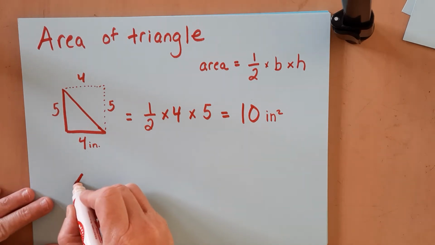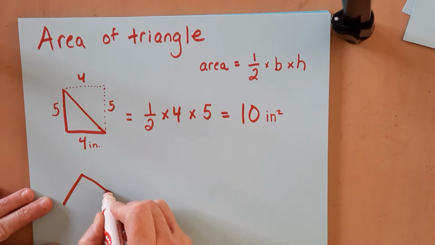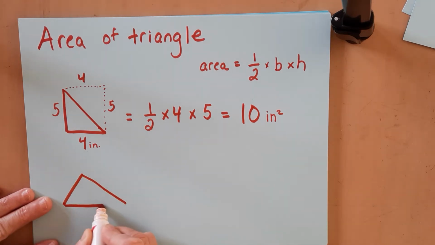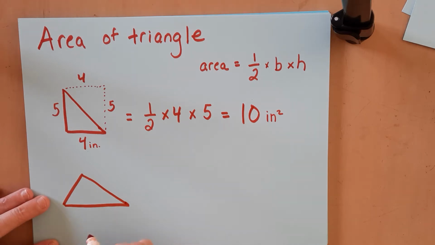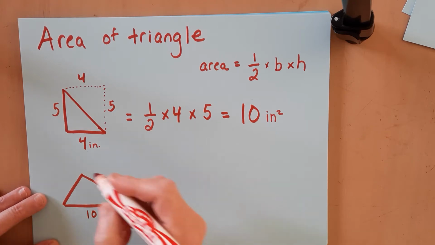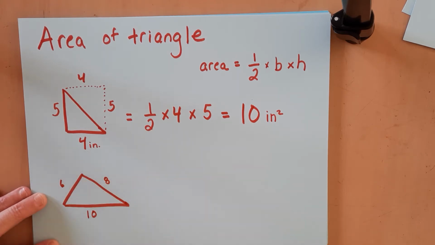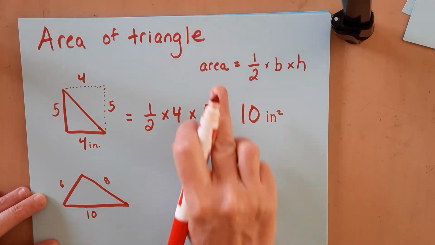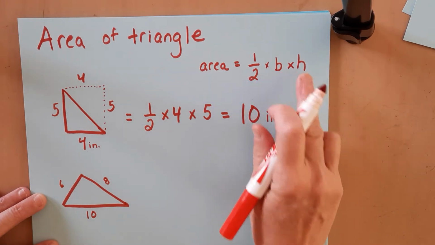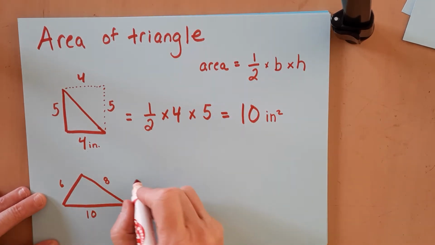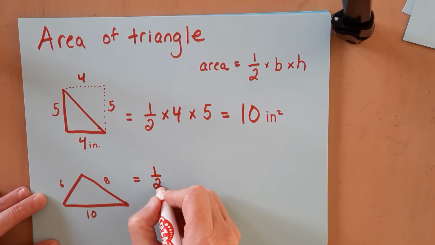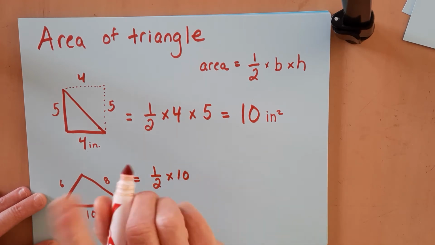There is a tricky thing though when you're doing this. You have to be careful about triangles that look like this, that are not right triangles. If you see a triangle that looks like this, let's say the base of this one is 10, on this side is 8, and this side is 6. Remember, the area equals 1/2 the base times height. The base of this triangle is 10, so it would be 1/2 times 10. But here's the tricky part.